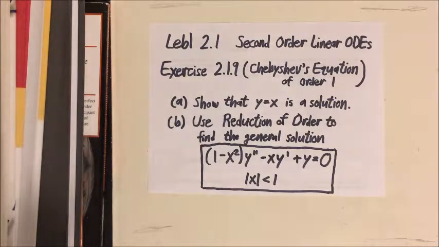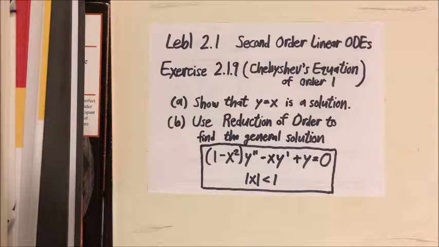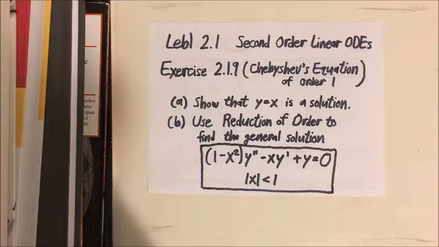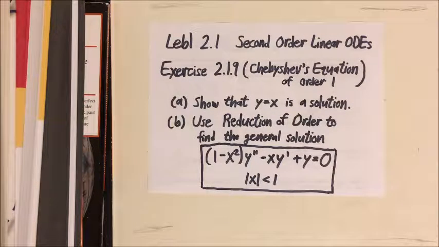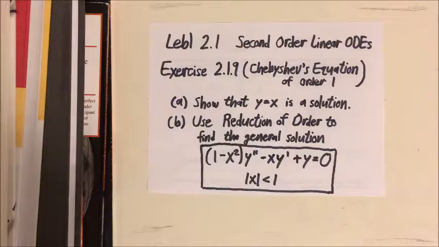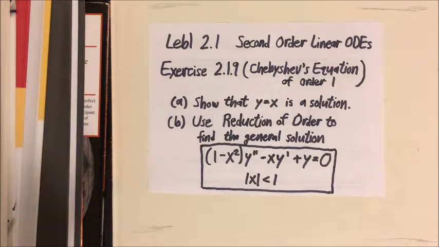Let's look at this problem right here. This is called Chebyshev's equation of order 1, and we're given two parts. First, we're asked to show that y of x is a solution to this differential equation, and the second part is to use reduction of order to find a general solution. Now, this is a special differential equation with a lot of information to cover, so that's why I chose this problem. I think it's a good review. So let's get started.